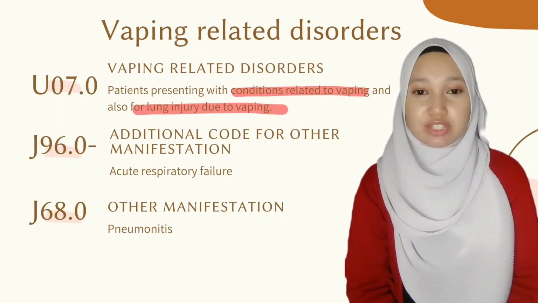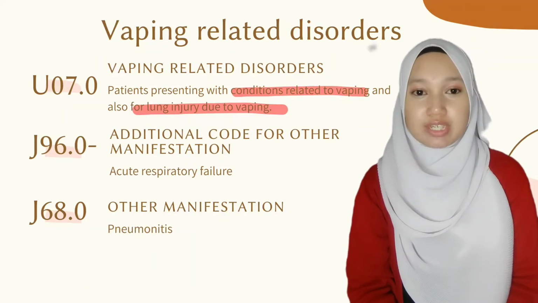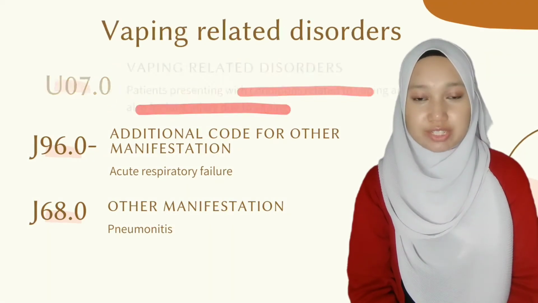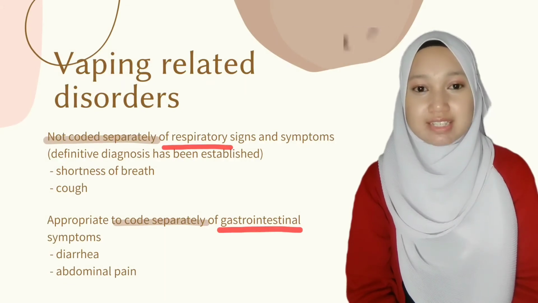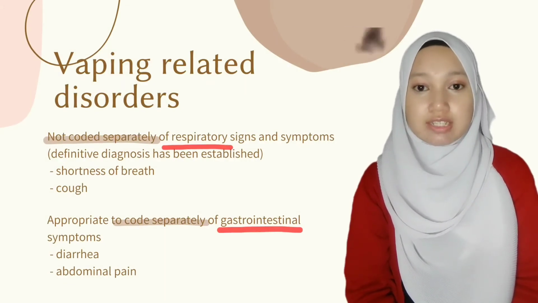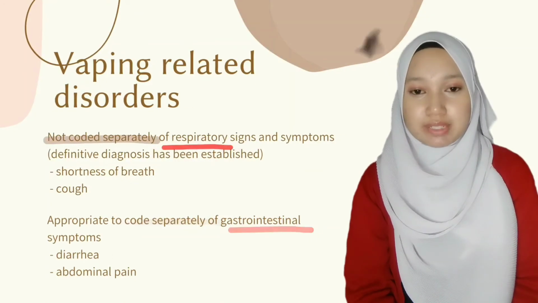For additional manifestation codes such as acute respiratory failure, use code J96.0- or pneumonia J68.0 with the lung injury, but do not report other associated respiratory signs and symptoms such as shortness of breath. The guidelines state that it would be appropriate to code separately any gastrointestinal symptoms such as diarrhea and abdominal pain.